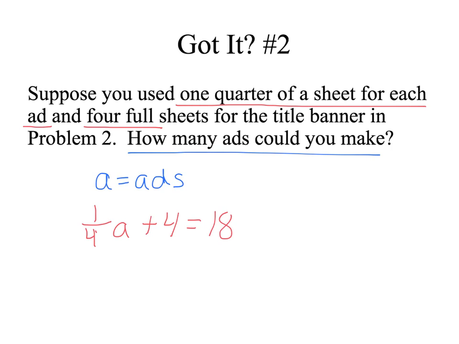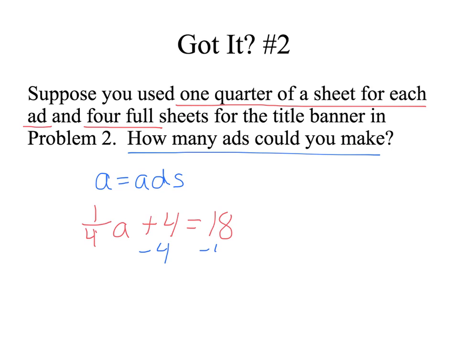Okay, how many ads could we make this time? And people do this all the time. It's a process. Well, maybe 26 ads wasn't enough. So if I make each ad 1/4 of a sheet of paper and I use a little less for the title banner, you'll see now maybe we can make a couple more ads. And this is what people do for their jobs. They make these equations and they make these situations. So let's solve this for A.